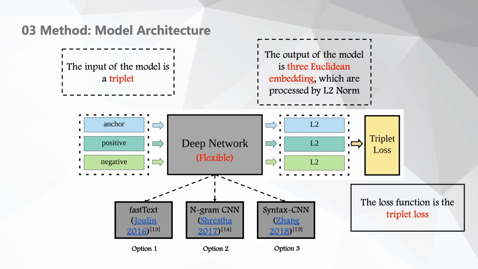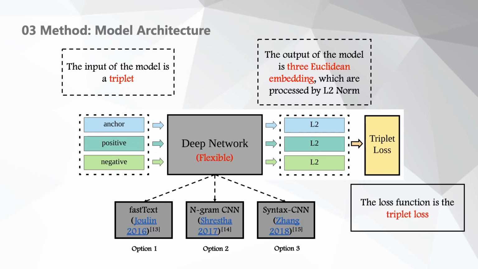In particular, the deep network is flexible. Available models are fastText, n-gram CNN, and syntax CNN. Considering the trade-off between performance and the model complexity, we choose the n-gram CNN as our deep network for medium performance and complexity.